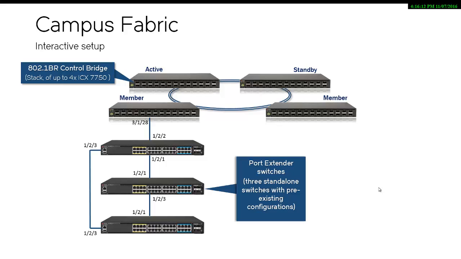Once we run the interactive setup utility, CB will take care of detecting the PE topology down from the SPX port. As shown from this illustration, we will configure port number 3/1/28 as the SPX port.